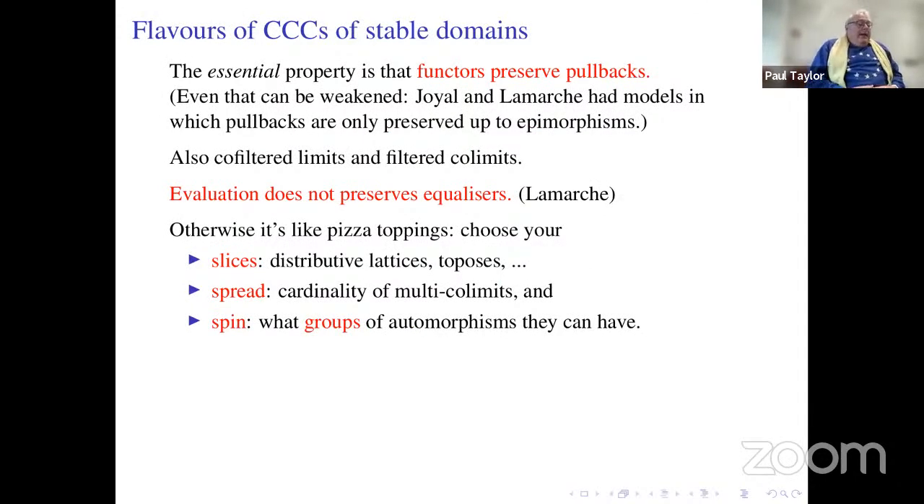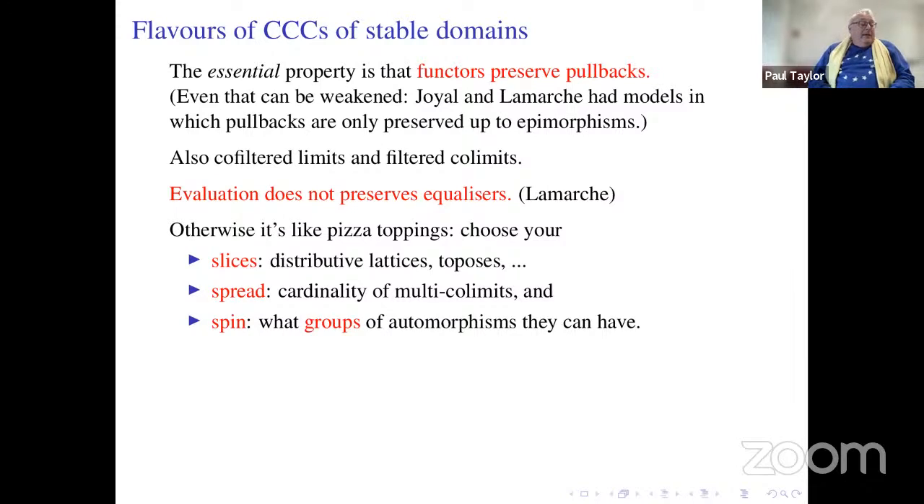So that means we have many flavors of Cartesian closed categories of stable domains, stable functors, and Cartesian transformations. And it's a bit like choosing your pizza toppings. You can make your slices distributive lattices or Boolean algebras or toposes or Cartesian closed categories, or quite a lot of other different things. And then you might say, how numerous are we going to allow our multi-colimits to be? Now you'll appreciate that those will go up exponentially when you form function spaces. So you may want to arrange for there to be only 0 or 1 multi-colimits.